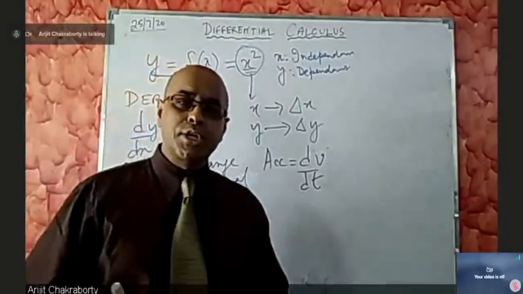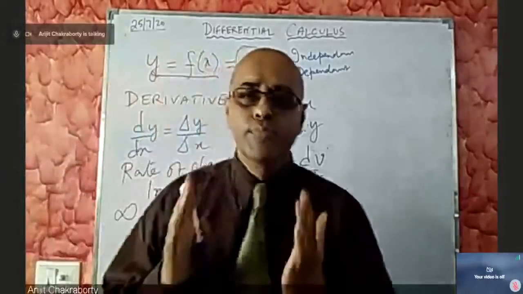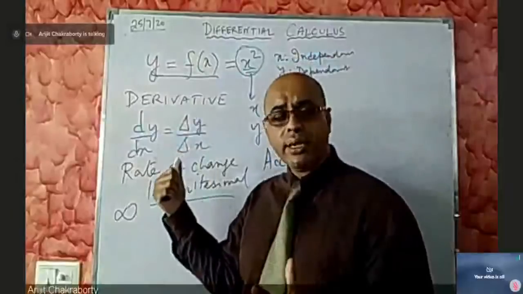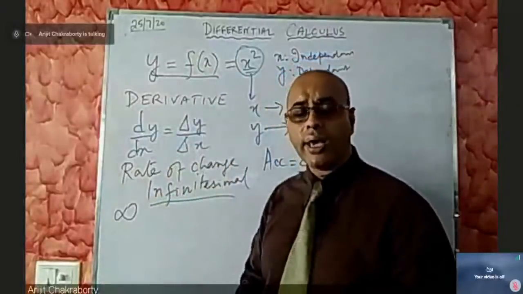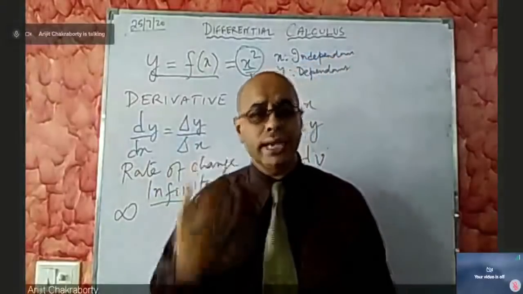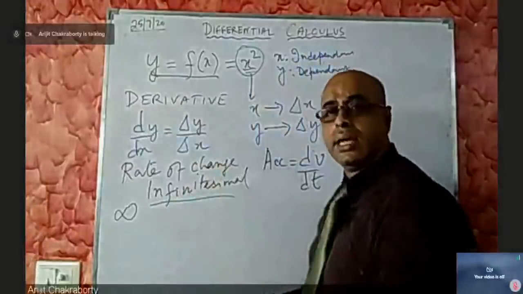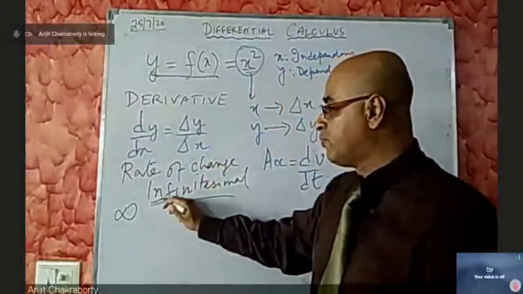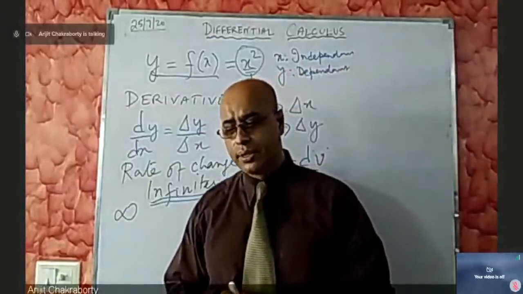So derivative measures change, rate of change, and it is basically what? It is basically measuring the rate of change in the dependent variable y as a result of a change in the independent variable, that is x, and the changes are minute. That is why it is called infinitesimally small. Very, very small changes.